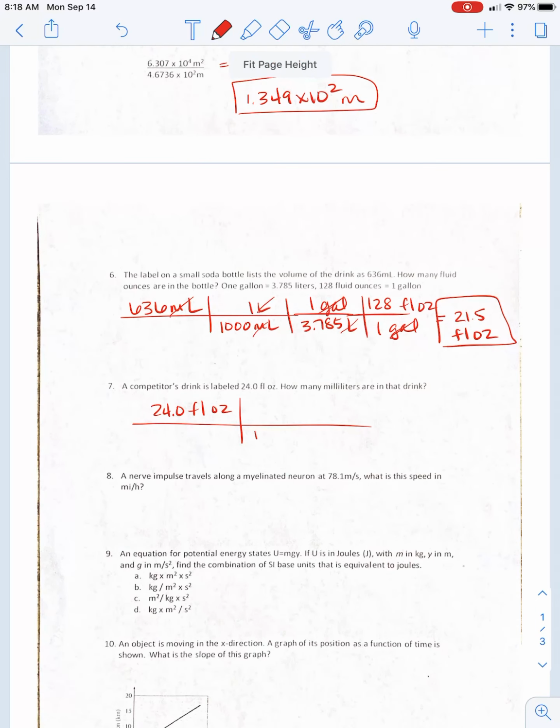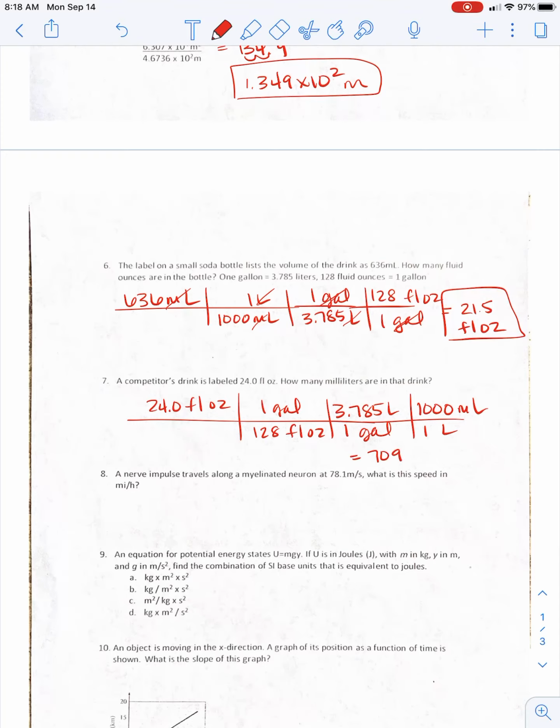So you've got 128 fluid ounces to 1 gallon. So I'm going backwards now, from the top one, essentially. So if you go through and do the math of that, you've got 24 divided by 128 times 3.785 times 1,000. This one is a little bit tricky because you get 709.6875.